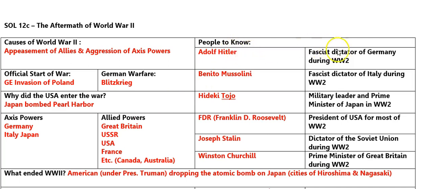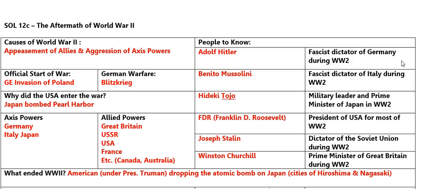The people to know. So who's the fascist dictator of Germany during World War II? Adolf Hitler. The fascist dictator of Italy during World War II, Benito Mussolini. The military leader and prime minister of Japan in World War II was Hideki Tojo. And do we remember who was the emperor of Japan during World War II? He didn't have any real power. Hirohito. And then the president of the United States for most of the war is, of course, FDR.